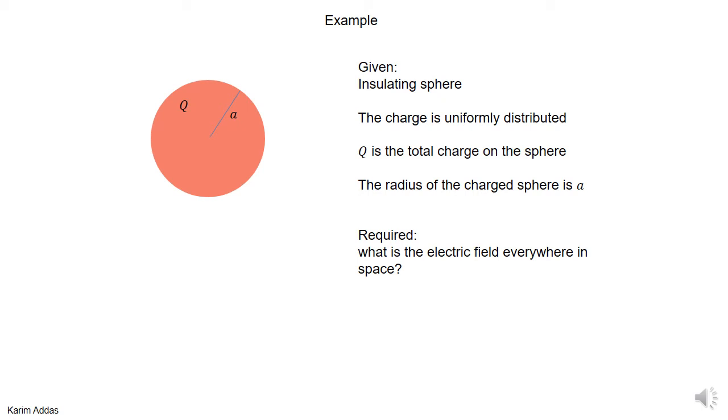In this problem, we want to try to find the electric field due to a particular charge distribution. The given charge distribution is an insulating sphere. There's charge uniformly distributed inside this sphere everywhere, so rho is constant. Q is the total charge on the sphere. The radius of the sphere is A. And we want the electric field everywhere in space from 0 until infinity.